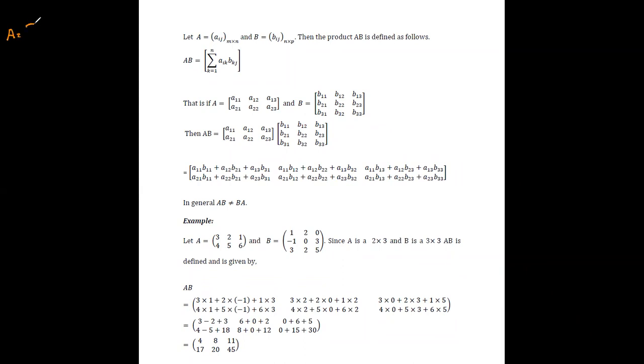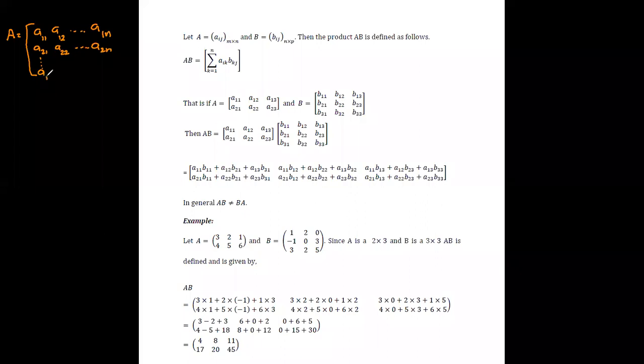Then you will get this matrix as A11, A12, likewise up to A1n since there are n columns, then A21, A22, likewise A2n. Since there are m rows, we will get Am1, Am2, likewise Amn. Here we can see that this is an m by n matrix.